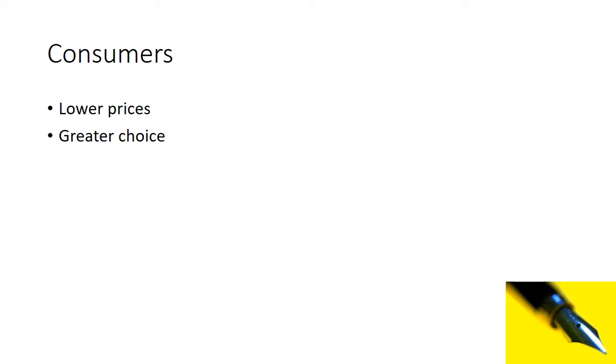Another one is greater choice. Clearly, the more firms there are in the market, the more competition there is, the greater the choice of goods and services. And if firms are competing for branded products, then there might be more variety for consumers as well. So supermarkets, games consoles, those are examples that we've explored already.